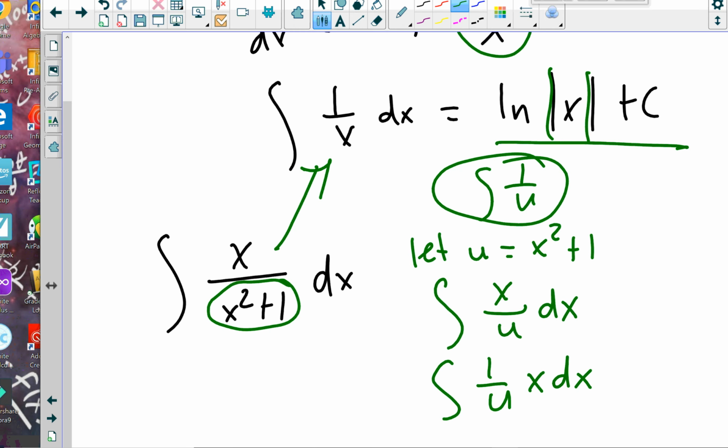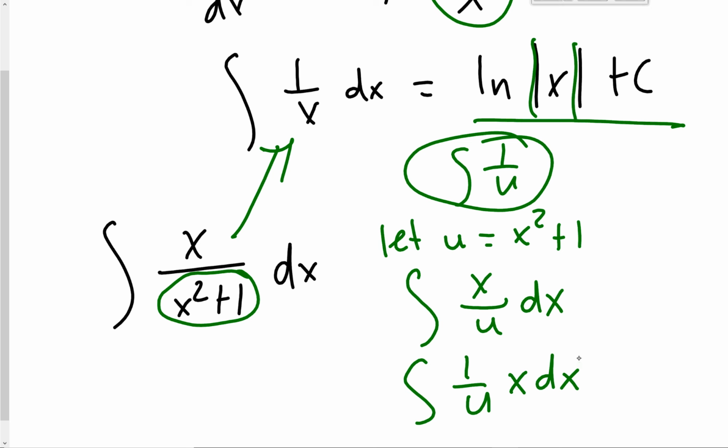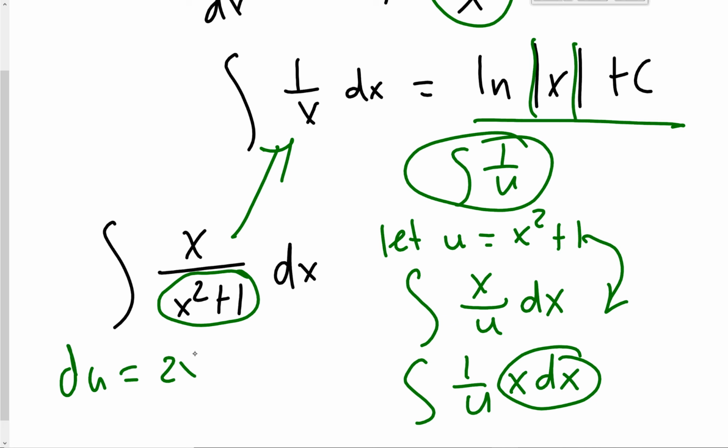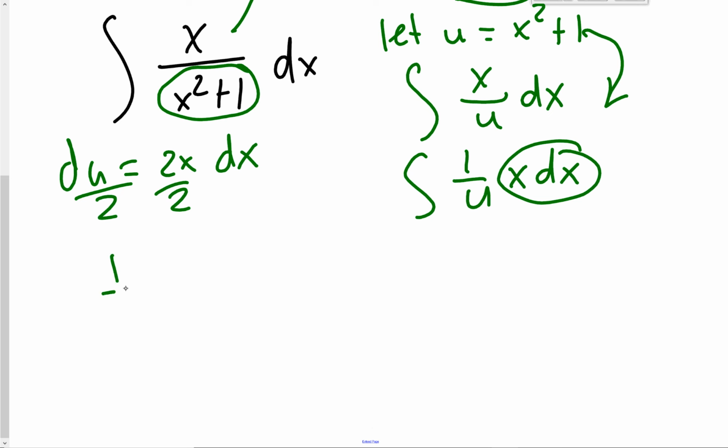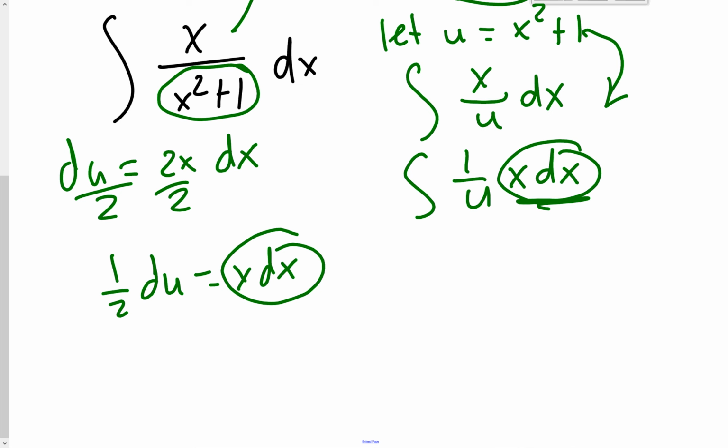So basically, my derivative needs to look like that. So we'll take the derivative of u, du equals 2x dx. So if I divide by 2, there it is. So 1 half du is equal to x dx. So this x dx is 1 half du. I can bring that 1 half in front.